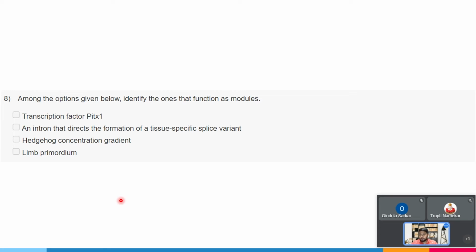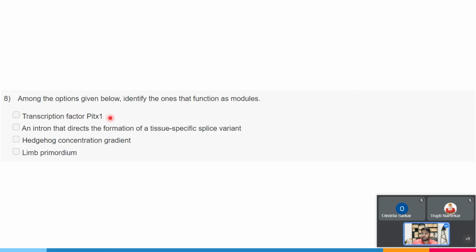So the first question that we have from it is, among the options given below, identify the ones that function as modules. So if you remember, we had looked into particular genetic factors that act as modules, and there are other things such as morphogenetic fields that can act as modules, and this helps in development, evolutionary development as well. We'll better understand it in the next slide. But the particular question asks which of the following can function as modules.